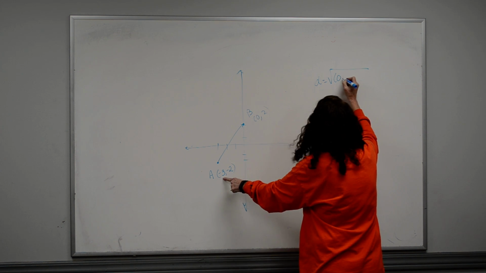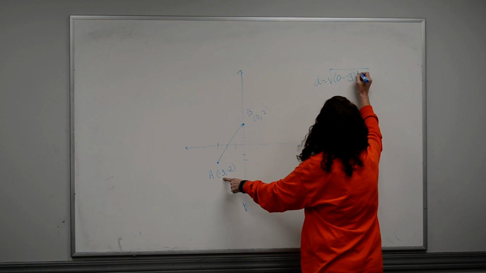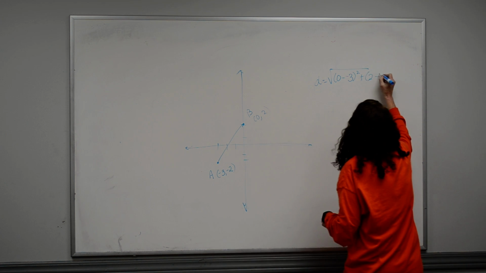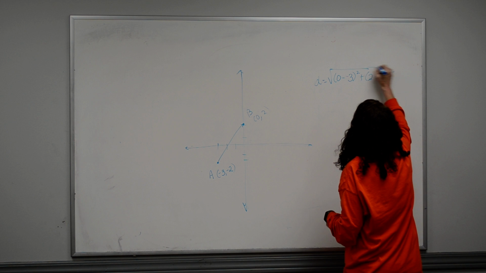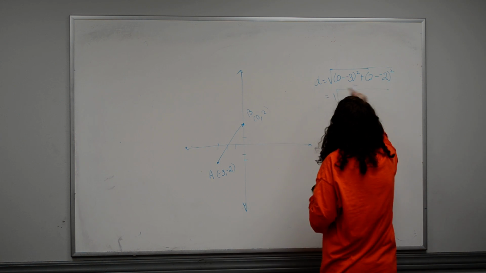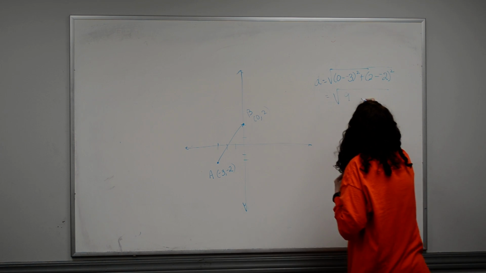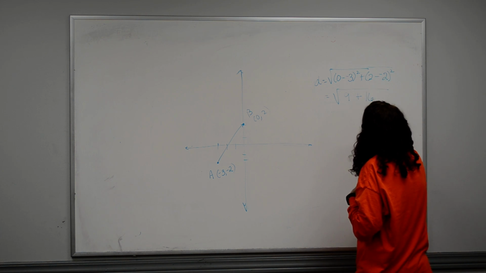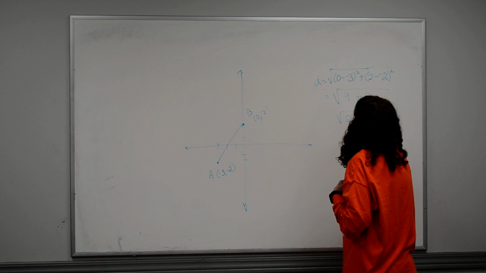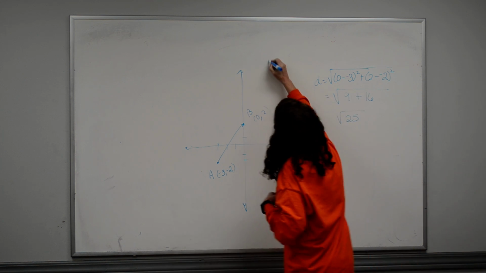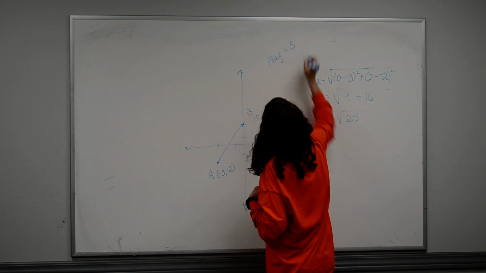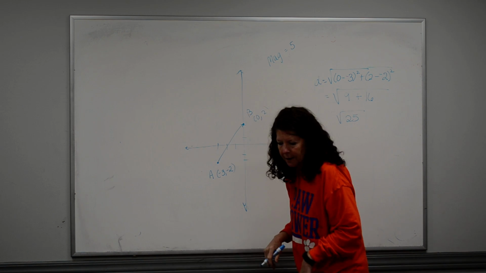So 0 minus a negative 3 squared plus 2 minus a negative 2 squared. So that's going to give me 9 plus, and that's going to be 4 squared, which is going to be 16. So that's going to give me the square root of 25. So the magnitude of this is going to be 5. That's going to be the distance from there to there.